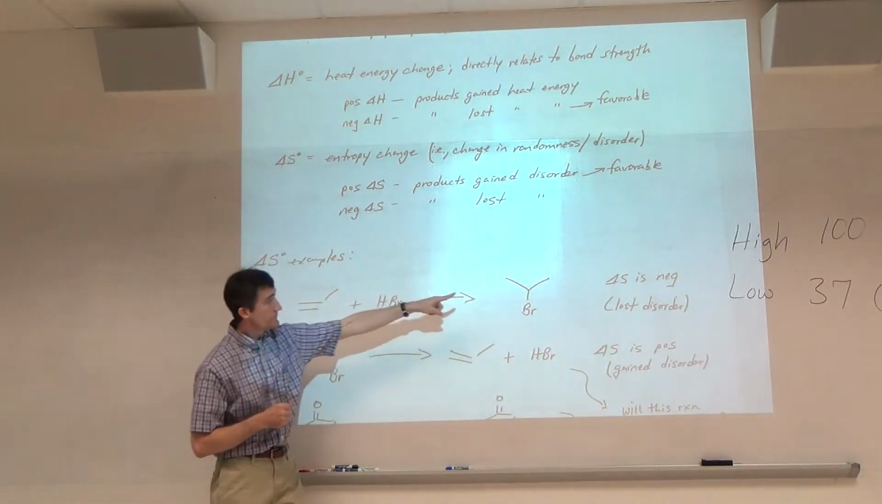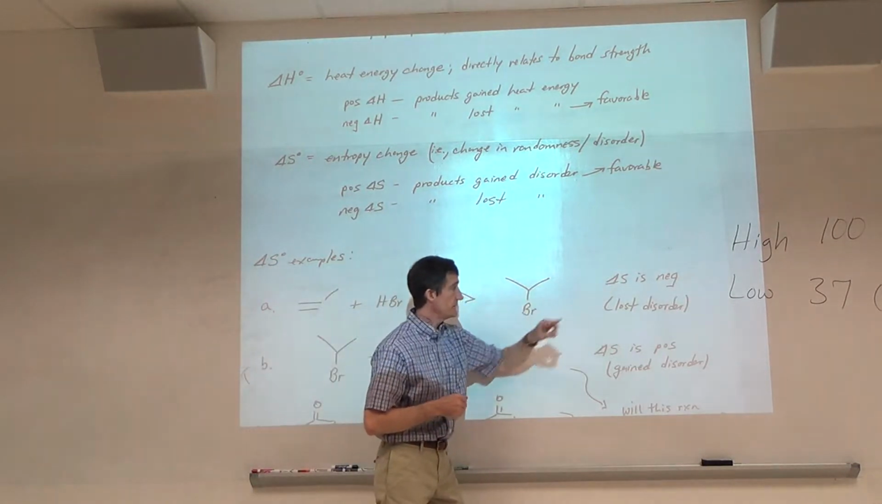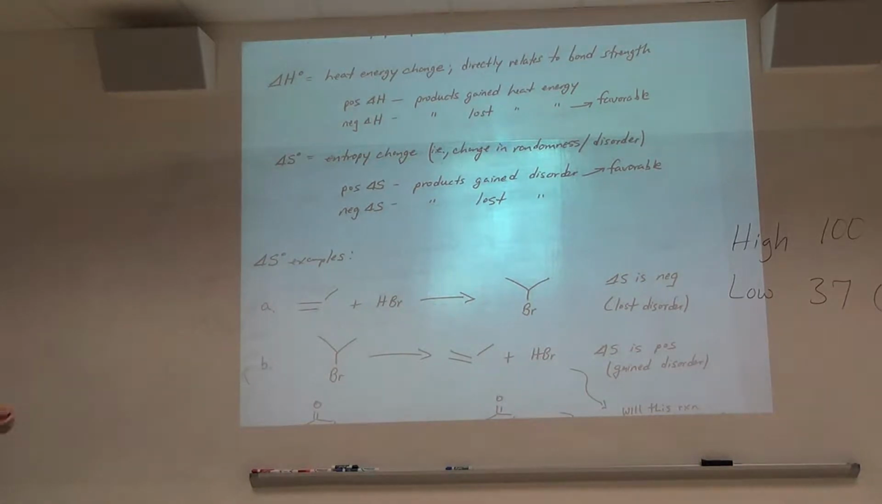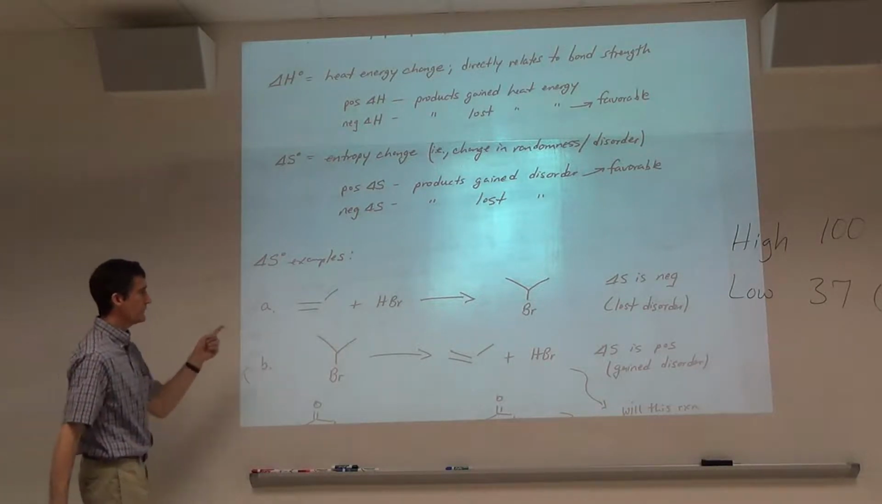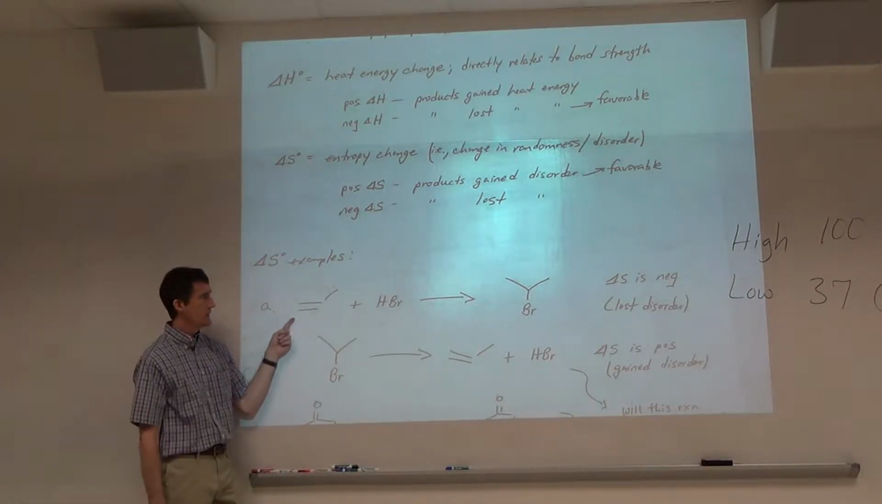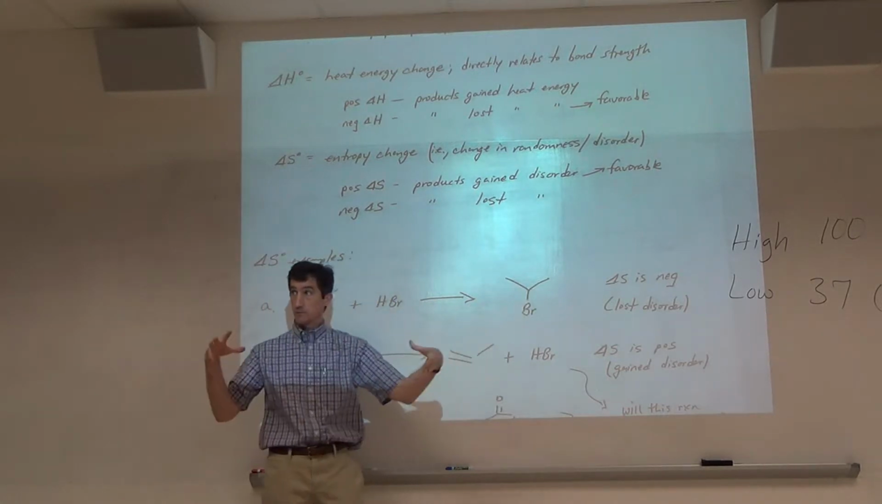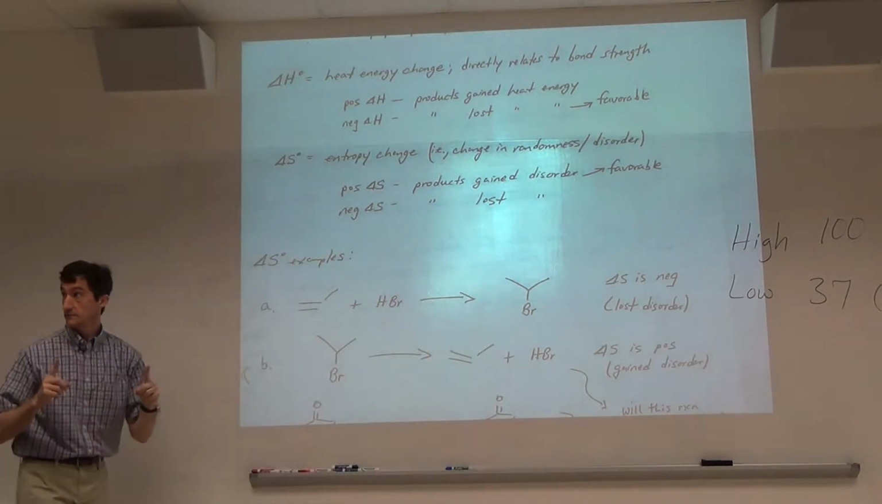So, look at this. Delta S is negative. That means it's lost disorder. If it's lost disorder, that's like a double negative. What's it gain? Gained order. Why do we say this is gained order? Because two molecules are coming together to make one. So it's becoming more ordered, right?